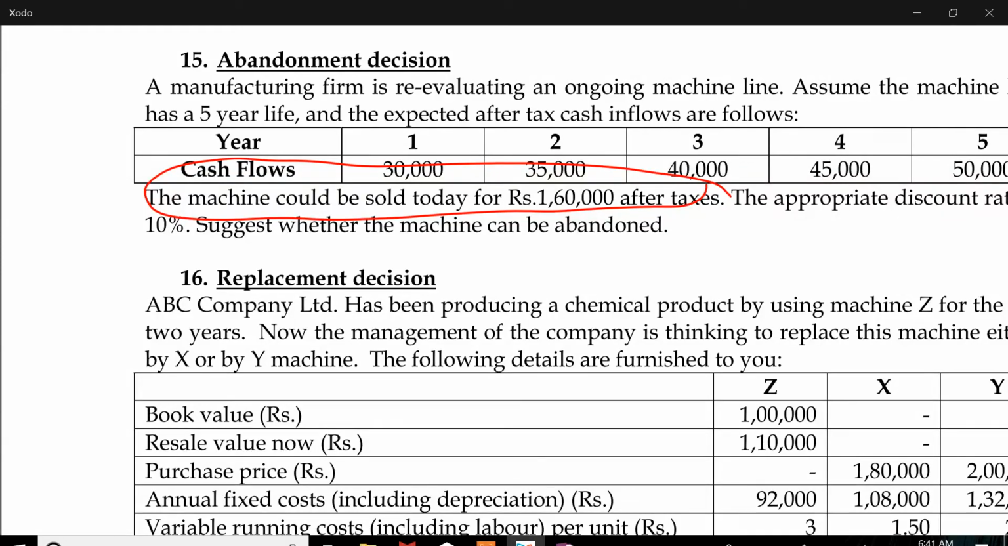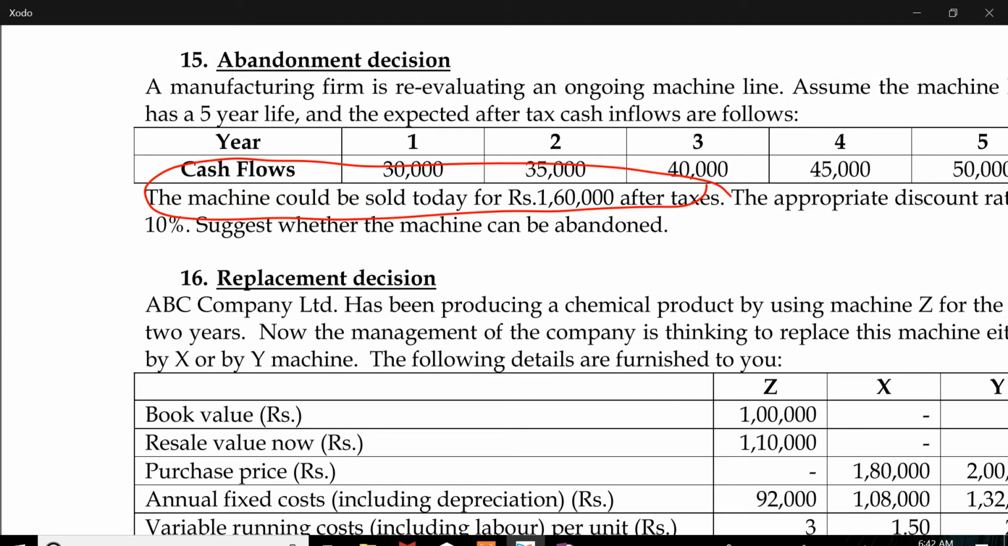Question number 15. This is a problem on abandonment decision, wherein we decide when to give up the existing asset.